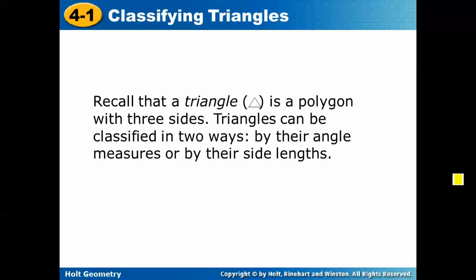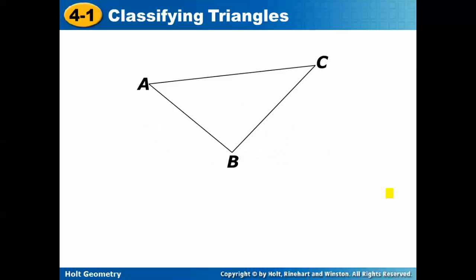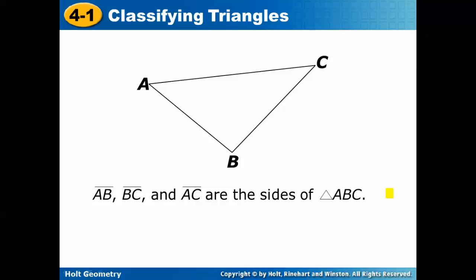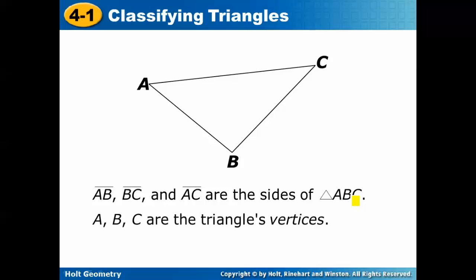Recall that a triangle is represented by this symbol here and is a polygon with three sides. Triangles can be classified in two ways, by their angle measures and by their side measures, and that's what we're going to look at. Here you can see that we have a triangle that's labeled with A, B, and C. Side AB, side BC, and side AC are all the sides that make up the triangle. A, B, and C are considered the triangle's vertices.